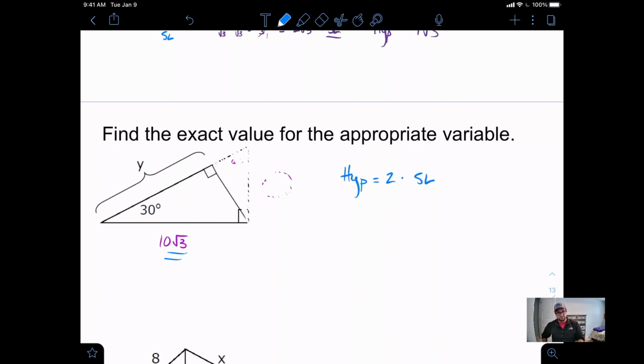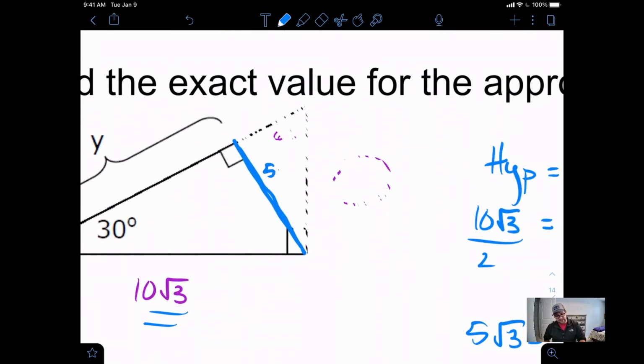Now, since my hypotenuse is 10 square roots of 3, that's going to be equal to 2 times the short leg. If I want to find the length of the short leg, which would be this region right here, I could divide by 2 and divide by 2, and I will end up with 5 square roots of 3 is equal to my short leg. So right here, this side is 5 square roots of 3.